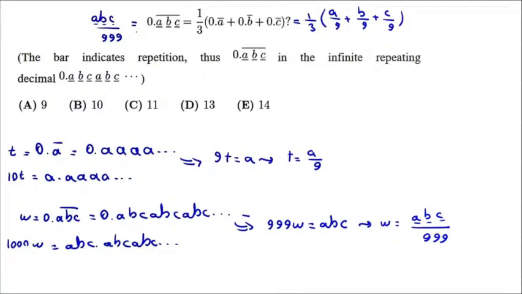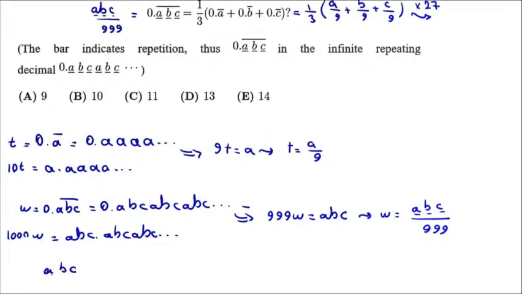Now I want to simplify. In 999, I can divide both sides by 27. So the left-hand side will be ABC over, if you divide by 9, it will be 111, and if you divide by 3, it will be 37. The right side will be A plus B plus C. Now, if we cross-multiply, ABC equals 37A plus 37B plus 37C.